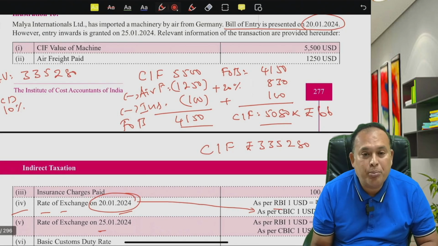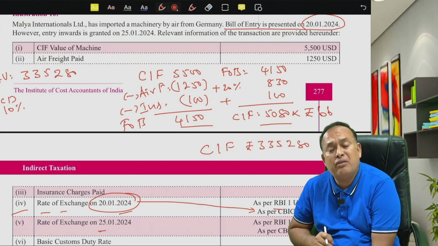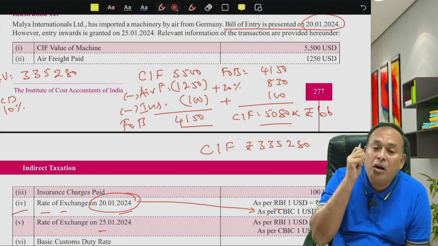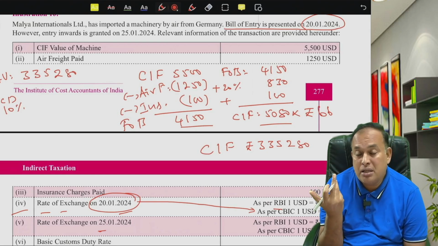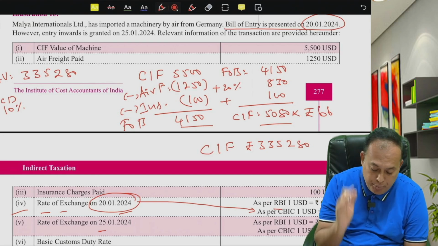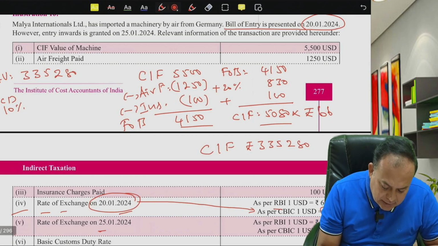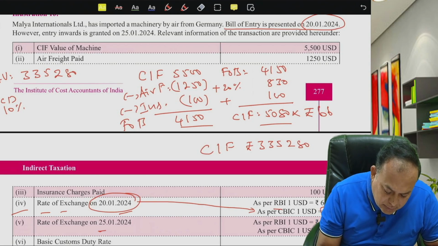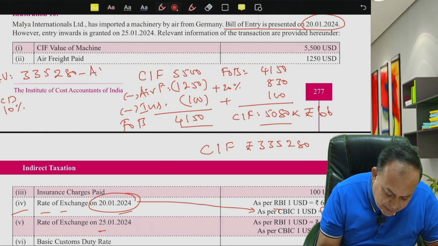On that value, you have to apply what? The social welfare surcharge, which is inevitable. If you forget, then the answer may go wrong. Therefore, be careful. Here, what is this value? It is nothing but, my dear friends, the assessable value.